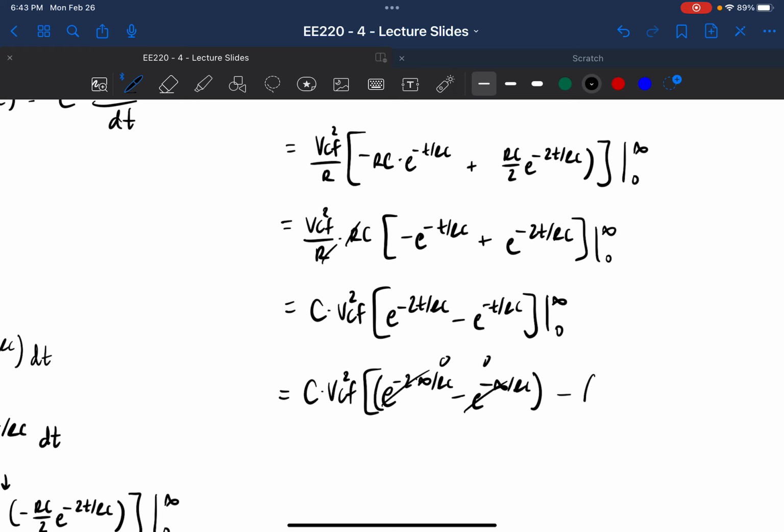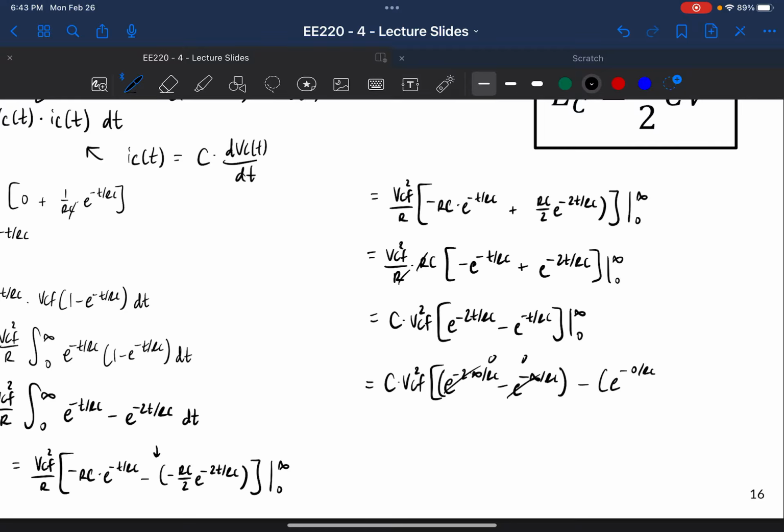And then in my second, I have to plug in the zeros. So that's going to be e to the minus 0 over RC. Oh, you know what? I lost a half somewhere in here. Yeah, right here. This half I lost. So let me put that back in here. This is divided by 2. This is divided by 2. This is divided by 2, and now this term is also divided by 2. Sorry about that.